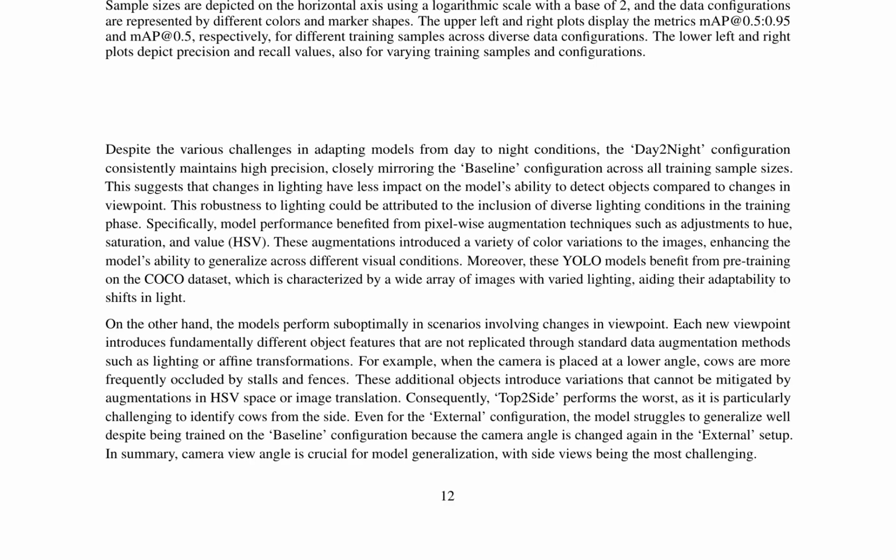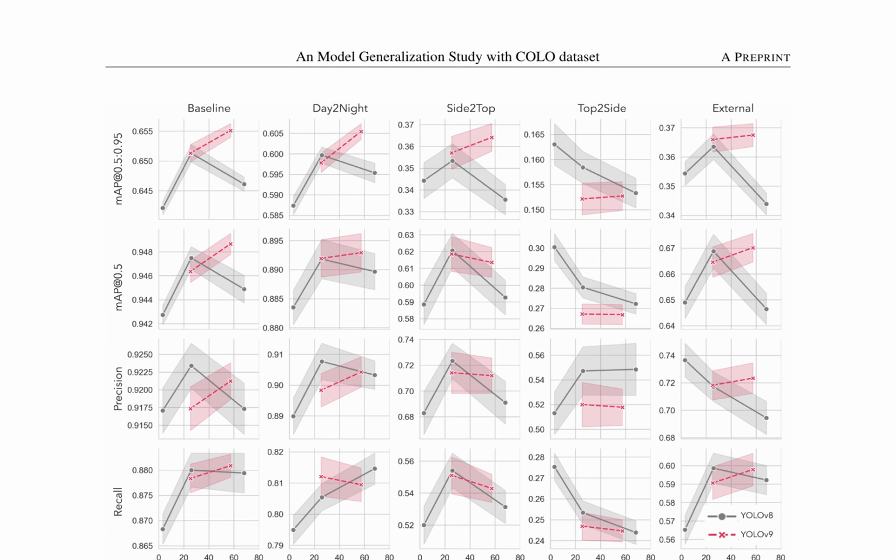Camera view angle is crucial for model generalization, with side views being the most challenging. The study underscores the need for more comprehensive training data that accounts for various visual conditions to improve the model's performance in real-world applications. The study delves into the relationship between model complexity and performance in object detection tasks, leveraging the COLO dataset. It reveals that augmenting model complexity does not necessarily translate to enhanced generalization, as simpler models often outperform their more complex counterparts in certain configurations.